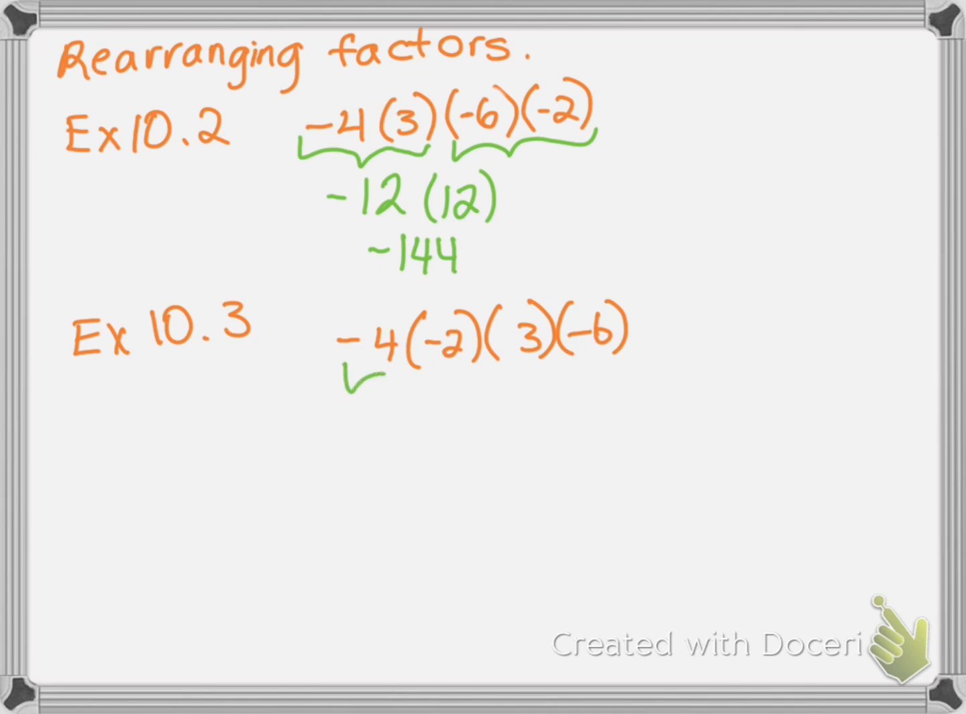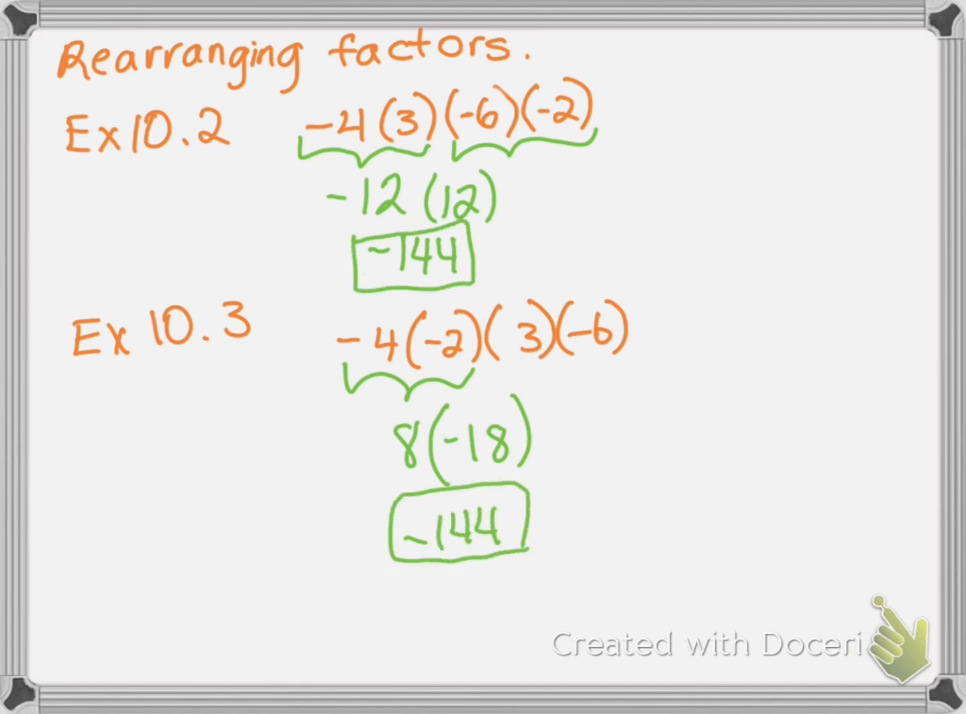In this other example, 10.3, negative 4 times negative 2 is going to be positive 8, and 3 times negative 6 is negative 18. And if I multiply that, we get the same answer. The point of this is that I can move around the factors and multiply in whatever order I want to make it easier for me to do the calculation.